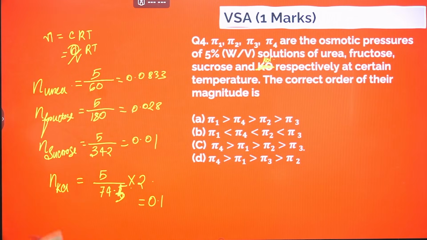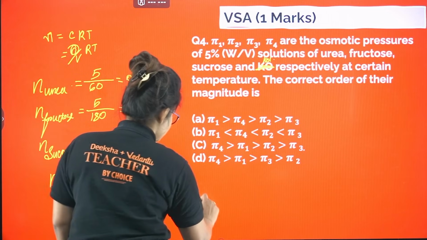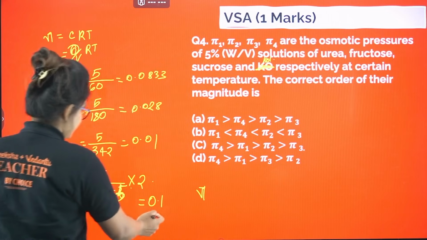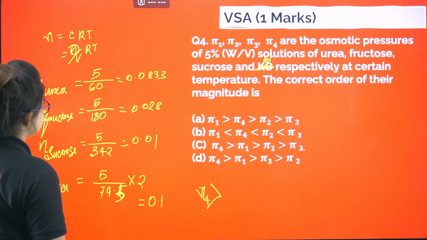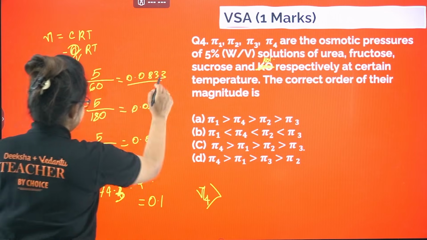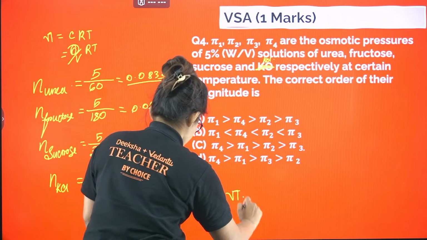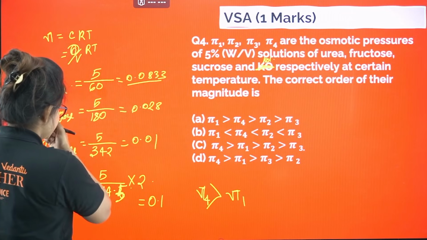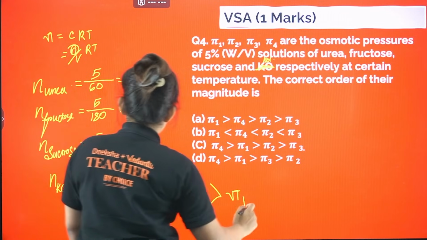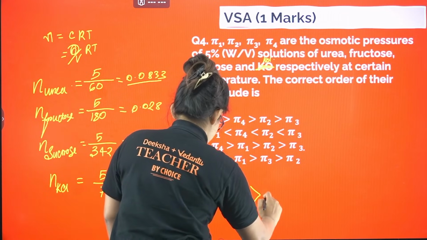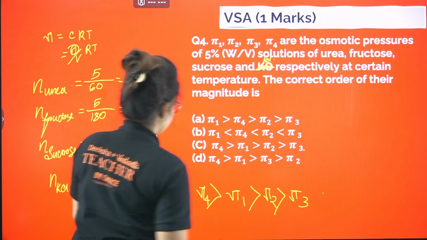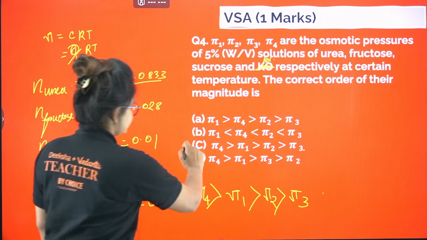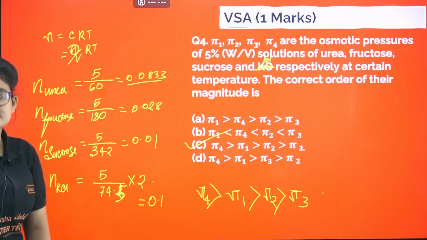In accordance with that, your order is going to be: this is maximum, pi 4, then this one, pi 1, then pi 2, then pi 3. So your answer is going to be C. I guess this is clear to you.